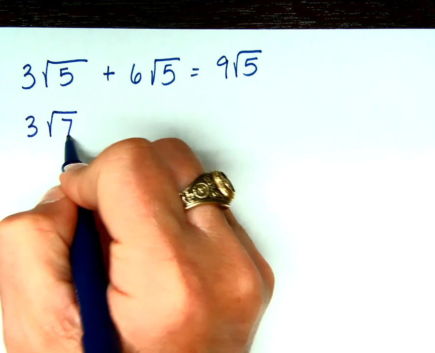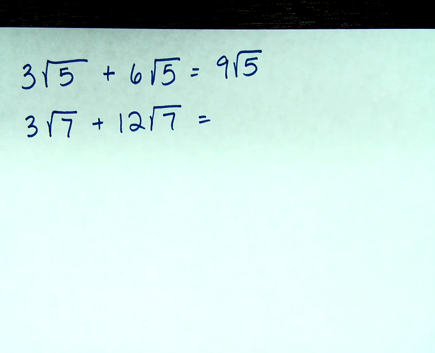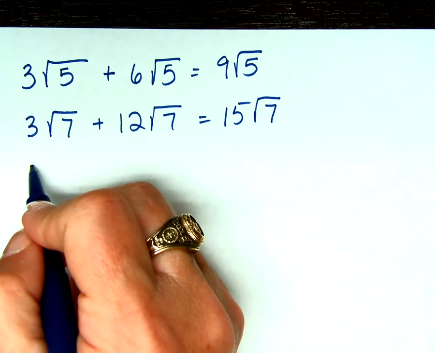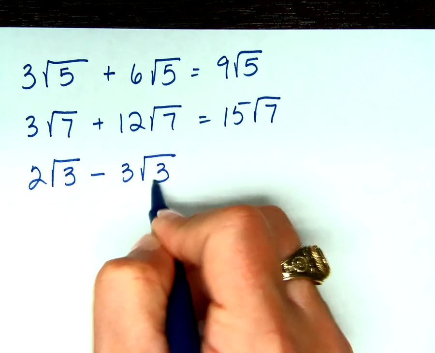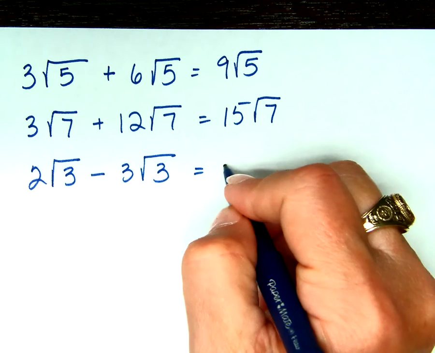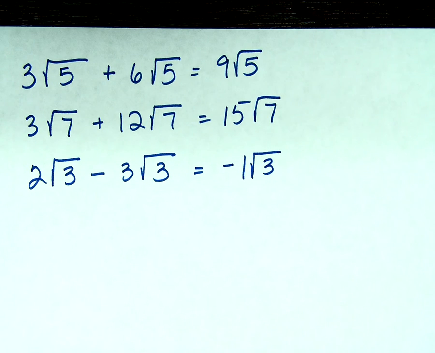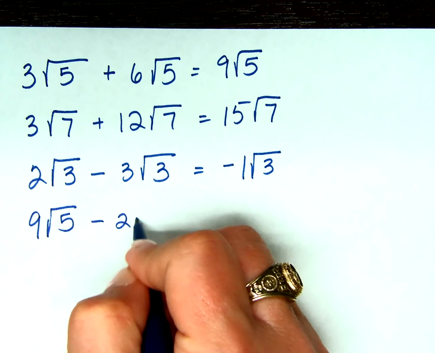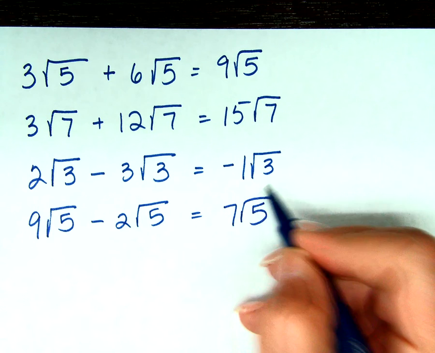3 square roots of 7 plus 12 square roots of 7 is 15 square roots of 7. What about 2 square roots of 3 minus 3 square roots of 3? This is minus. Negative 1 square roots of 3, or just negative square roots of 3, right? What about 9 square roots of 5 minus 2 square roots of 5? 7 square roots of 5.